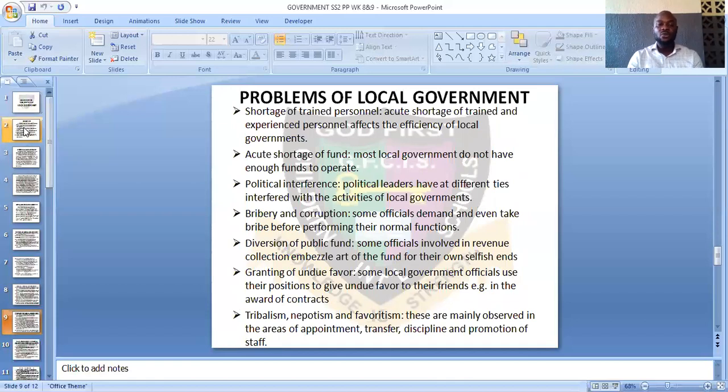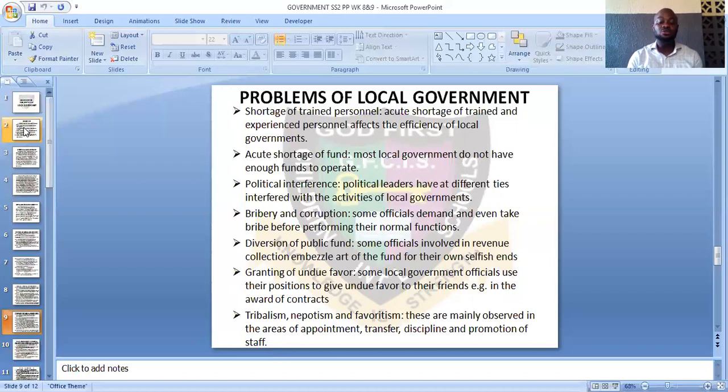Now, moving on to the problems of local government. Number one, shortage of trained personnel. I know most of you must have looked at all these numerous sources of funds and thought the local government should be more developed, but it looks not developed. Acute shortage of trained, experienced personnel affects the efficiency of government.